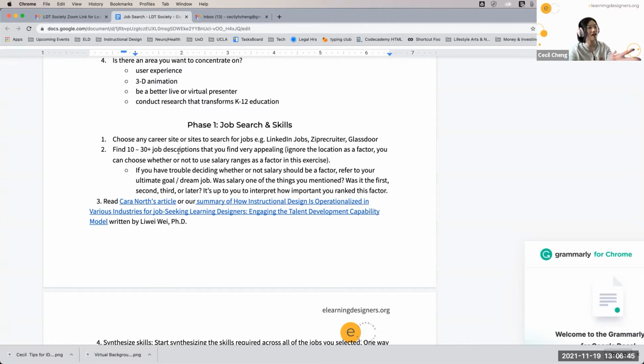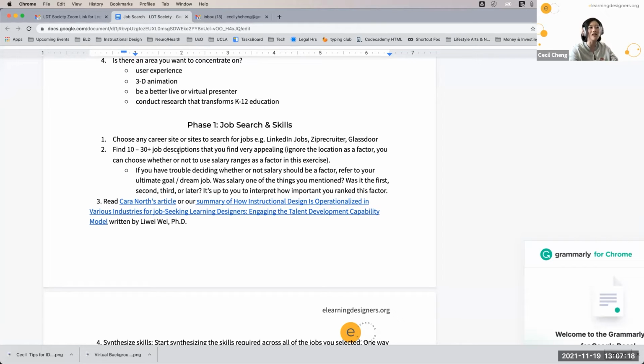And I linked Kara North's article. It just came out in 2021. She and her colleagues took 100 posts for instructional design jobs, and they codified the different things that those jobs were looking for in terms of skills. I've linked her article and it's open source. It's on Springer. She published it with the Association for Talent Development, or ATD.